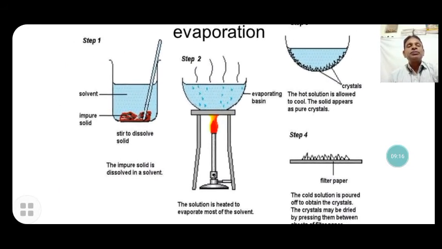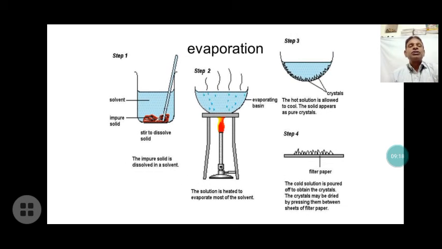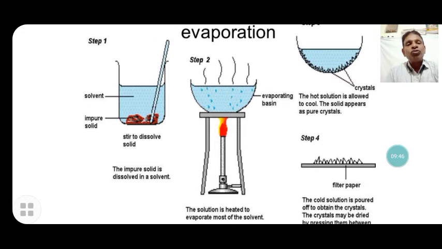Next one is evaporation. Evaporation is a process in which a solute is dissolved in water, a liquid, and the liquid is evaporated by heating below the boiling point, then the solid is left behind in the container and the liquid is evaporated. In this process, the solid is obtained as a crystal after the evaporation of the liquid. It is given here. Some solid is dissolved in water here. After heating, water is evaporated and the solid comes out as a crystal.